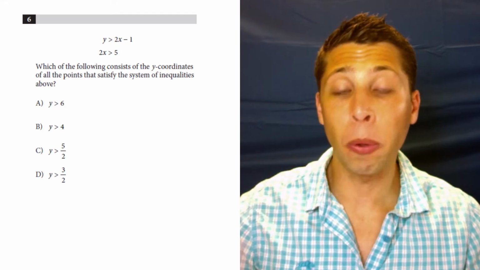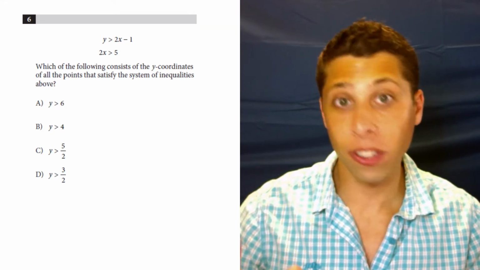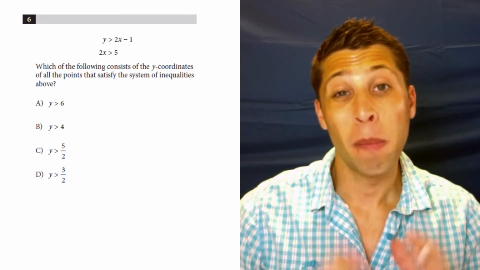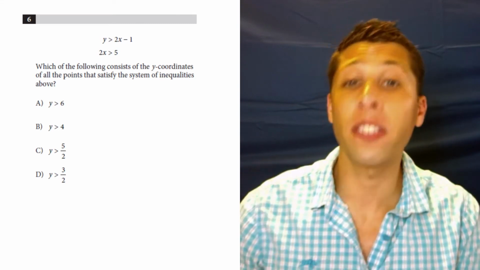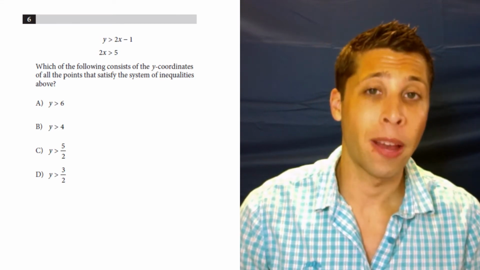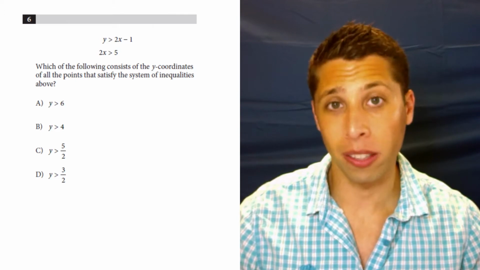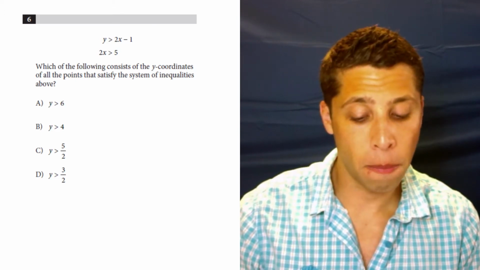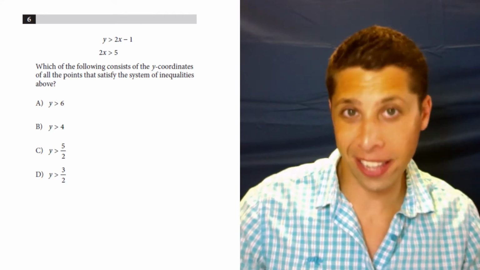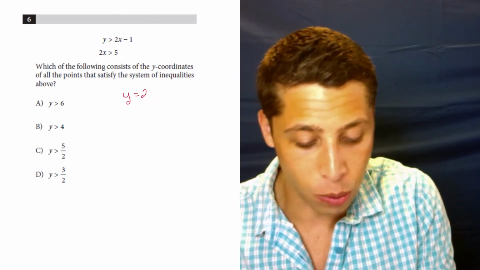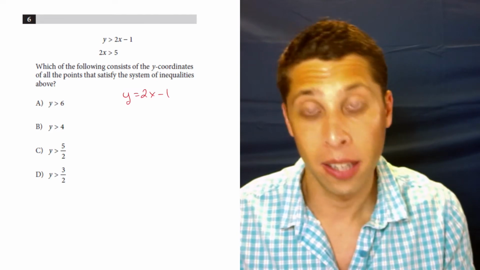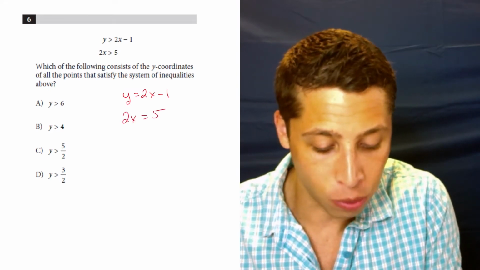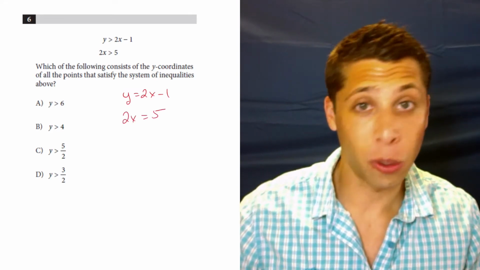Okay, so here's a little pointer for questions that involve inequalities. Most of the time, especially if it's a system with inequalities, we can ignore the inequality symbol and just pretend that it's an equal sign. So let's just do it as if it said y equals 2x minus 1 and 2x equals 5. So I'm ignoring the inequalities.